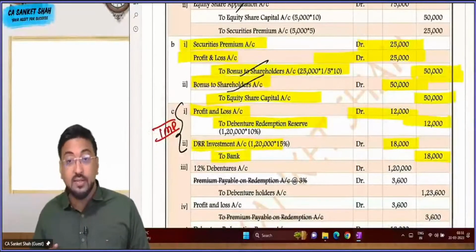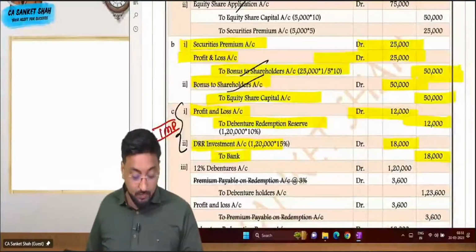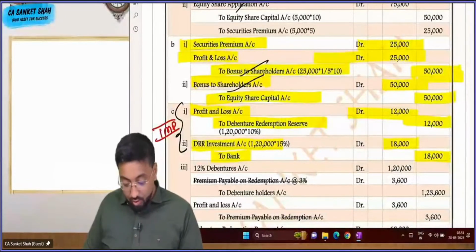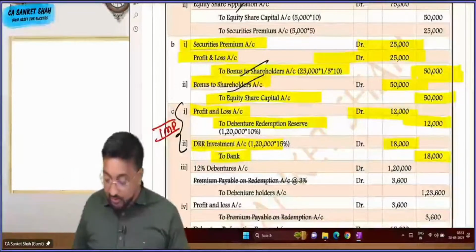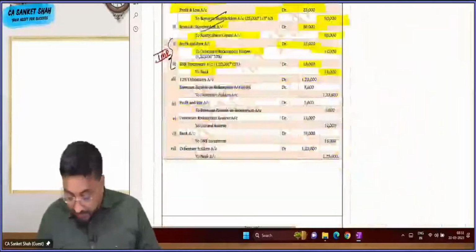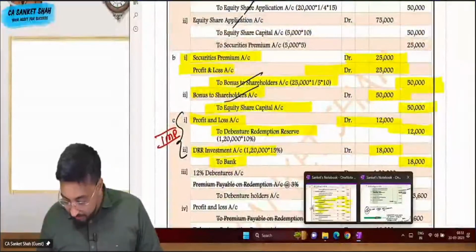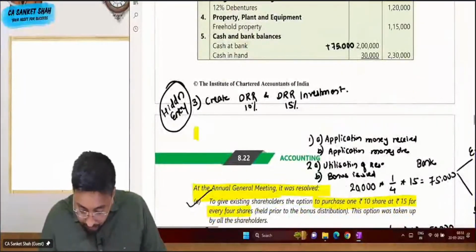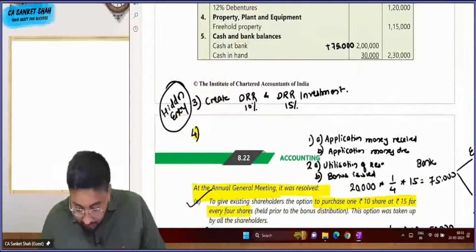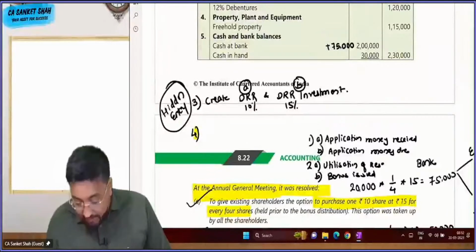Now you got this? Yes or no? Tell me in the comment section. Are you getting this concept or not? Create DRR. So this is the third one, and create DRR investment. Okay, did this also make sense? So what is the fourth step, beta? This one will have A entry, and the B entry in the third.